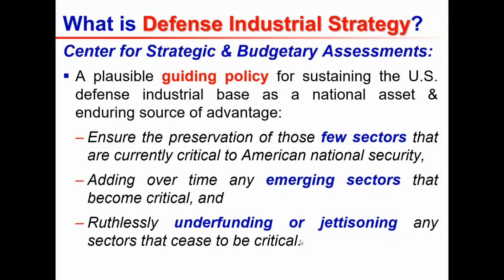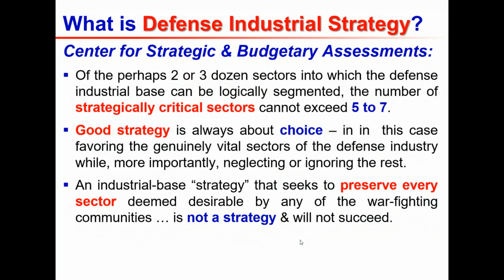What does that really mean? Well, it goes on to explain the following. Of the perhaps 2 or 3 dozen sectors into which the defense industrial base can be logically segmented, the number of strategically critical sectors cannot exceed 5 to 7. Right? You can't have that many sectors that are truly critical. They're all important, but which ones are critical?